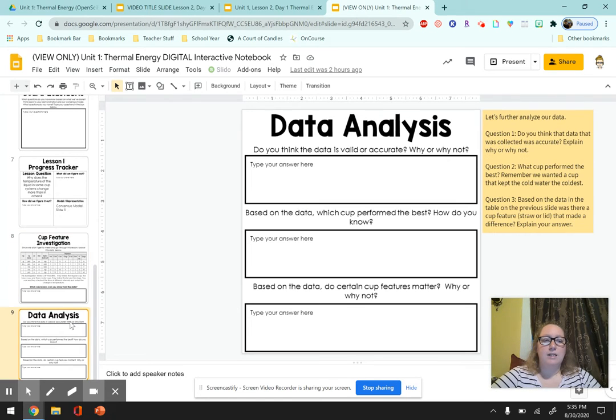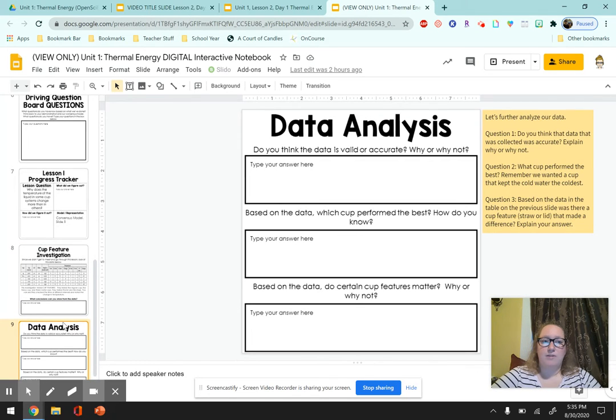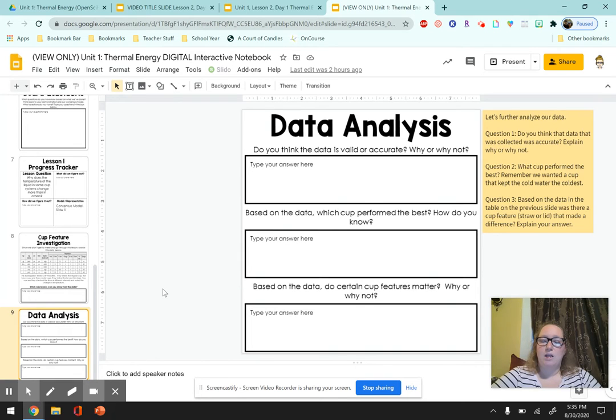All right. The last slide that I want you to work on today, and it's very simple, is slide 9. This is going back to that data from slide 8. We're still looking at that data. I want you to answer question 1. Do you think the data is valid or accurate? Do you think this was done correctly? Explain why or why not.